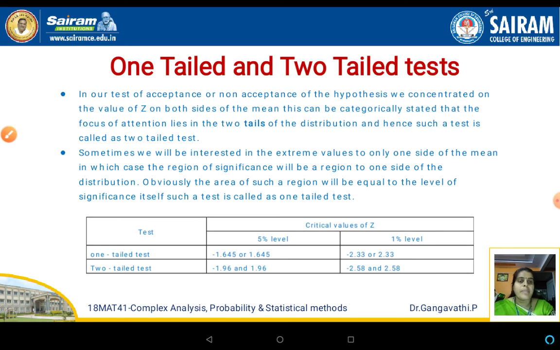Another thing we need to understand here is the one-tailed and two-tailed test. What are the one-tailed and two-tailed tests? If you consider the values at one side of your graph, then it is a one-tailed test.